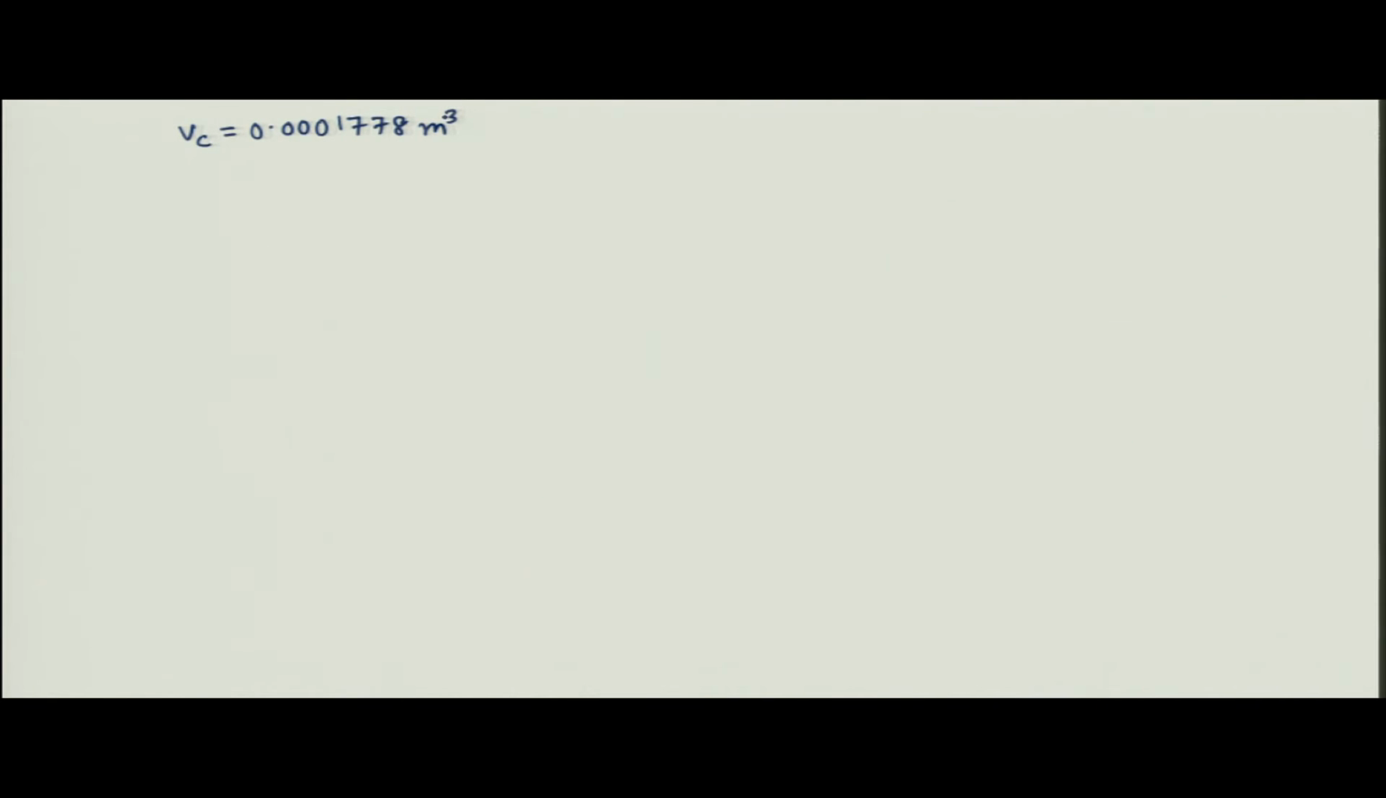So, we can now find what is the V1. V1 is nothing but Vc plus Vd, right. So, clearance volume plus displacement volume, and that should be equal to 0.000178 plus Vd, Vd is 0.0032, that is the displacement volume. If you add it up, it comes to be 0.003378 meter cube. So, that is the volume at the beginning of the compression stroke.